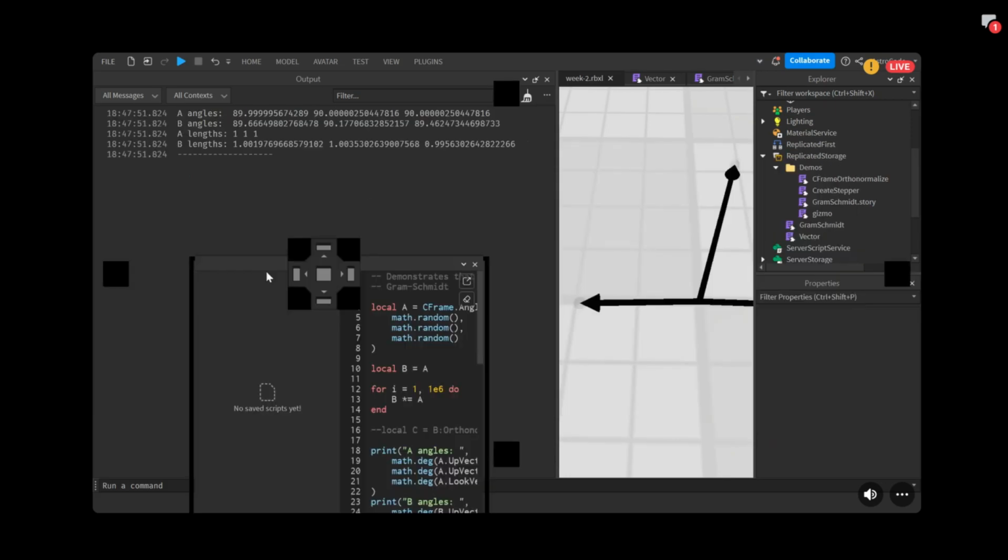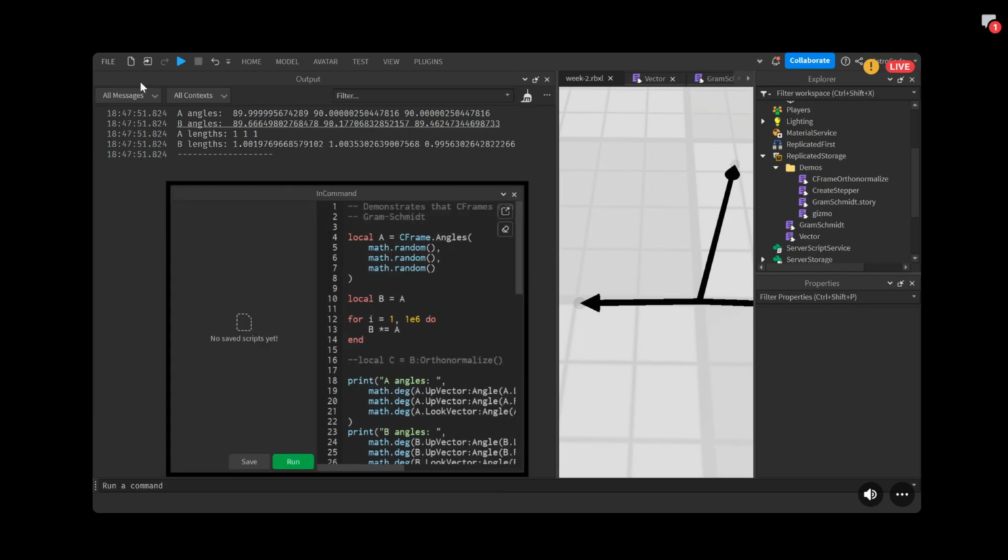Okay. So for the C-frame that we started with, A, the angles between all three vectors are roughly 90 degrees, 90 degrees, 90 degrees. And then for C-frame B, after we multiplied it 1,000,000 times, the angles are not exactly 90. So we're starting to stray away from our orthonormal basis. The same thing goes for the lengths of all the vectors; they're not quite 1. But we can do way worse than this. When I was doing this, it was really funny to me how bad you can make a C-frame.